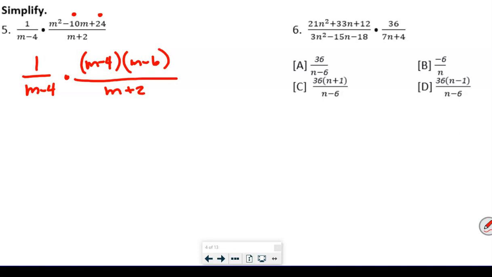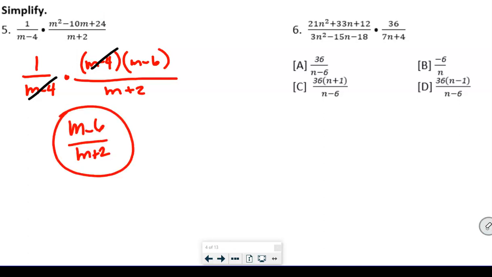Then again, remember, if we are multiplying, we're multiplying across the top and across the bottom, so now we can just start canceling things out. So this goes away. So the only thing we're left with is m minus 6 over m plus 2, sorry. Okay, so now number 6, we're going to, again, factor.